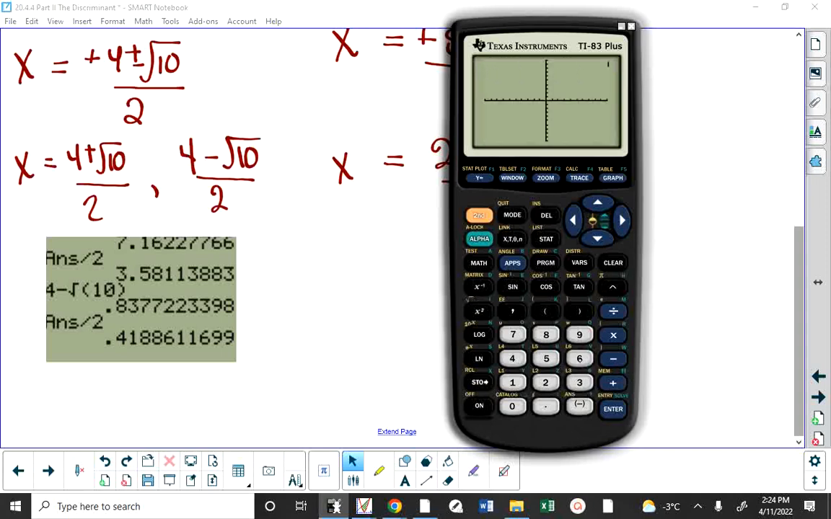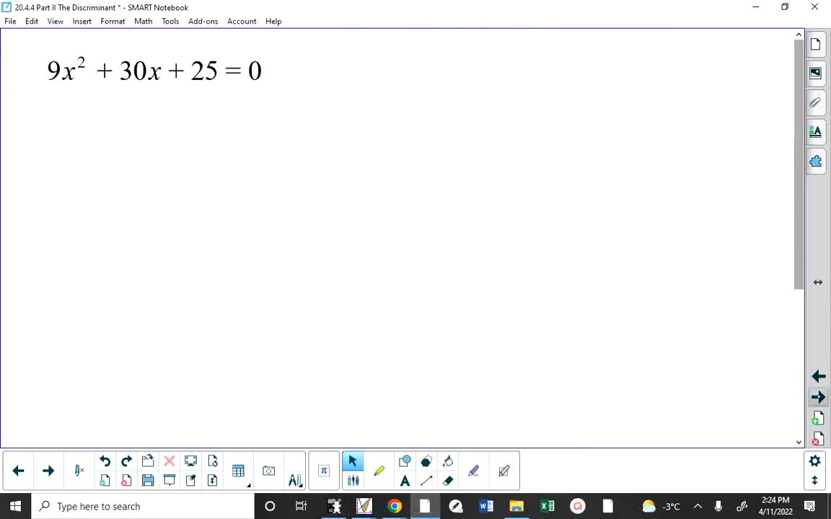And go zoom 6. Those numbers are going to be the x-intercepts. So if you found the x-intercepts, and I'm not going to do that, but if you found the x-intercepts, those would be those numbers. Okay. All right, let's do this one.